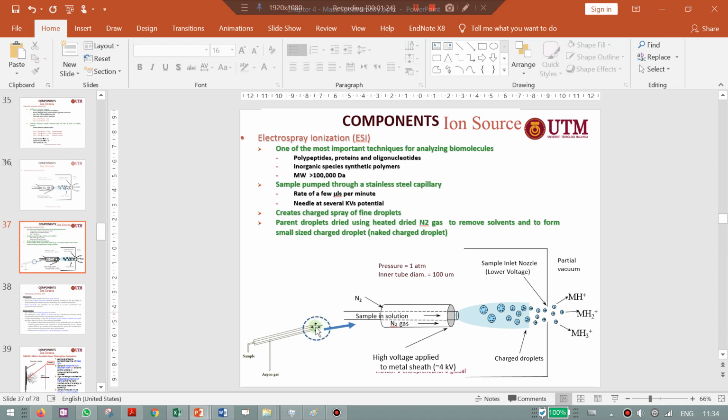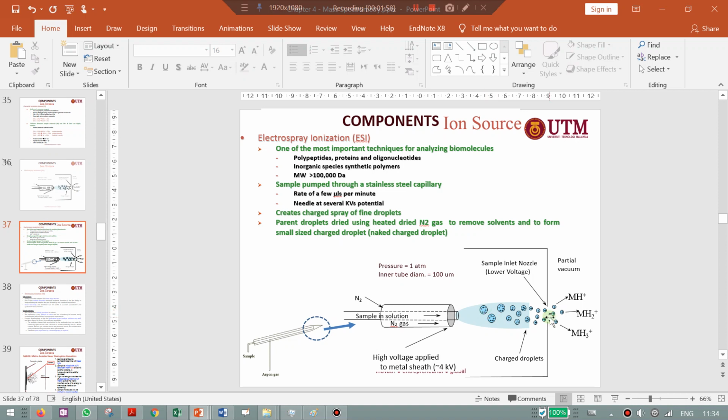Okay, at the tip we will apply high voltage to charge our droplets. Here our droplets have become very, very fine, but we need to dry the solvent. To dry the solvent, we flow heated nitrogen gas to remove the solvent. So our molecular charge over here, from the parent droplets, we have a few charged ions.